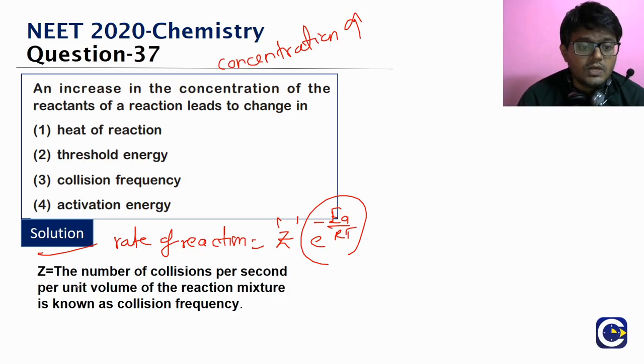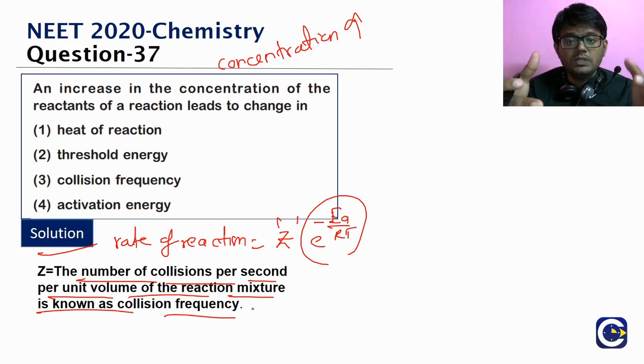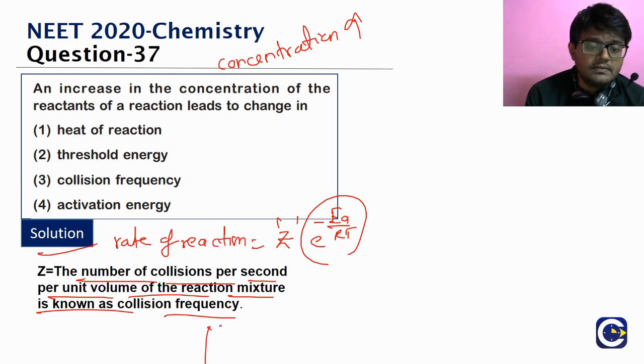Okay, so we'll talk about it, but looking at the definition of collision frequency, what is a collision frequency? It is the number of collisions that are happening per second per unit volume of the reaction mixture. So if you consider a specific volume and increase the concentration, what happens?